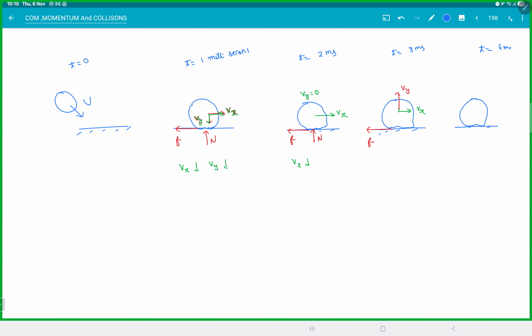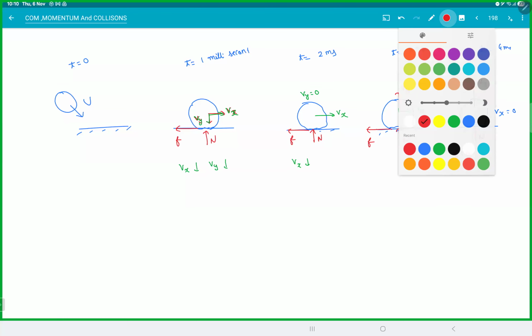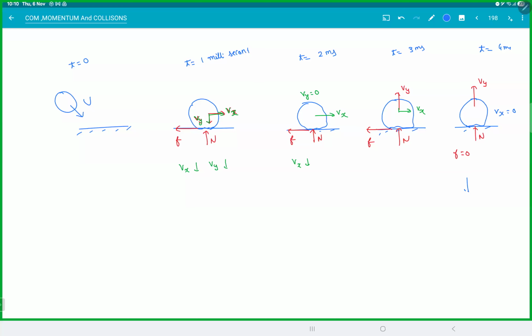There is still some deformation. Your Vx has become 0. Your normal is still pushing you because the body is still deformed. You're gaining velocity. At this point, friction becomes 0. Friction will say there is no need for me to act anymore. But the collision still didn't stop. The body is coming out from the collision now. So in this process, it has gained velocity Vy. N is still there, and let's say this time is 6 milliseconds.